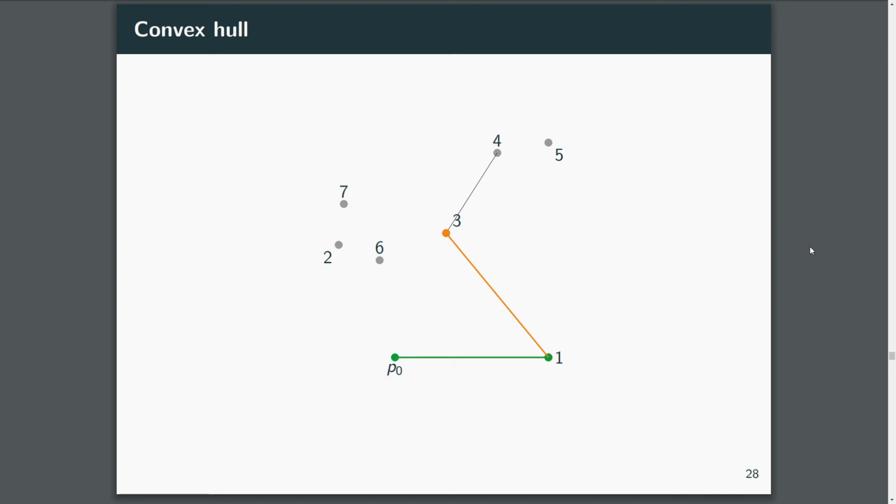Then we check, does it form a clockwise angle with 4? It does, so we move to 4. Then with 5, it does, so we move to 5. And 6, it does not. 7, it does not. So 5 is the best so far. And we add 1 to our set and move on to 5.